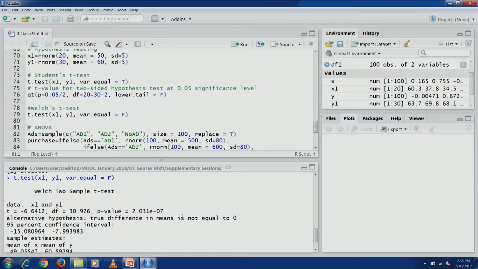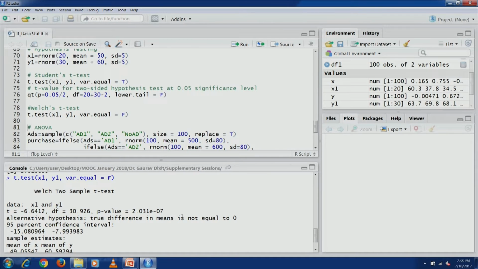Again you can see here that now the name has changed to Welch Two Sample t-test, the two samples being x1 and y1. You can also see the Welch t statistic, which comes out to be minus 6.6412, and the degrees of freedom come out to be 30.926. The degrees of freedom computation in the Welch t-test is slightly different from Student's t-test, so we will not go into detail of that.